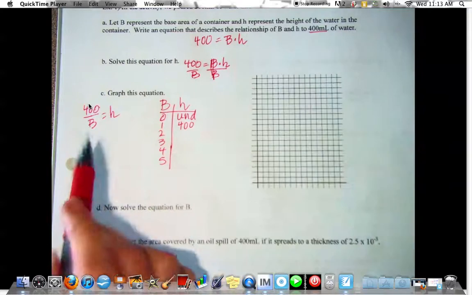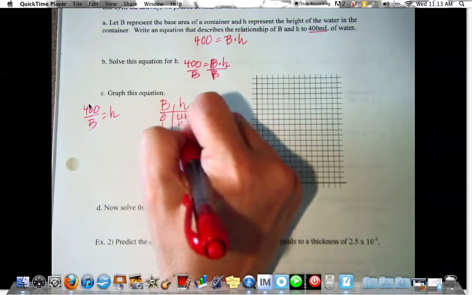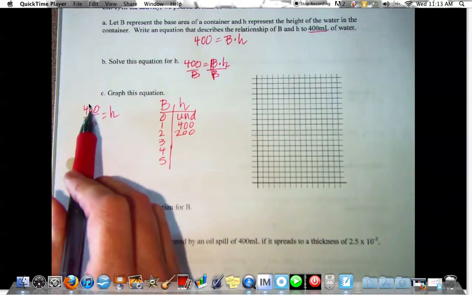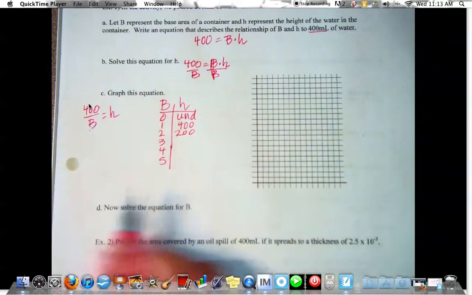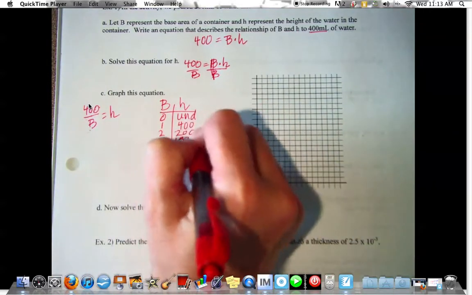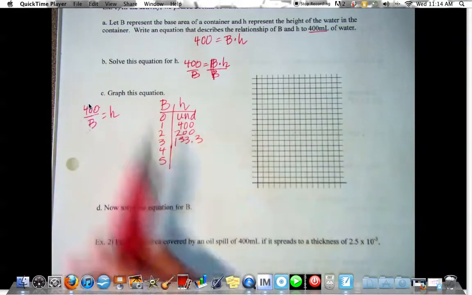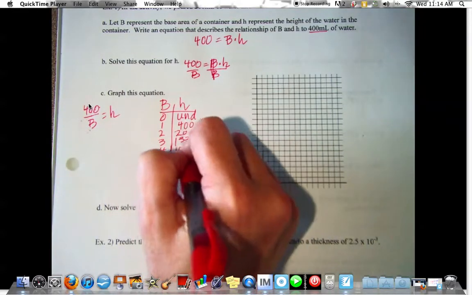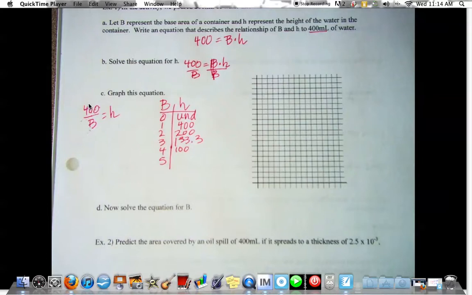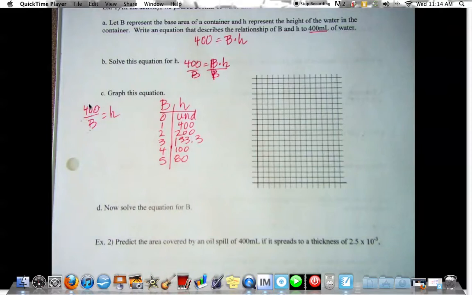400 divided by 1 gives you 400. 400 divided by 2 gives you 200. 400 divided by 3, 133.3. 400 divided by 4 gives you 100. And 400 divided by 5 gives you 80. So let's graph our points.